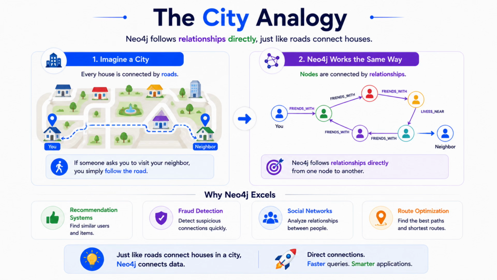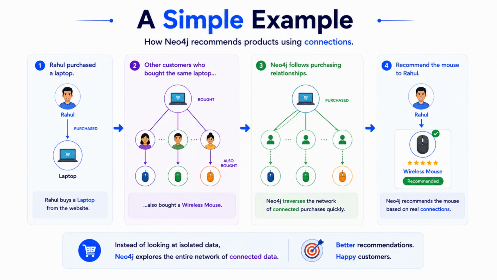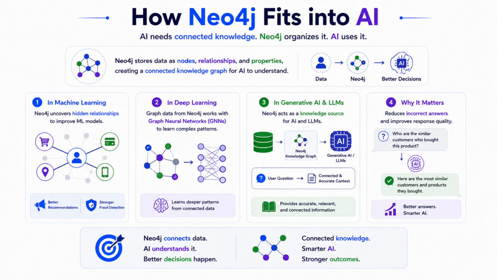Now, let us look at a simple example. Suppose an online shopping website wants to recommend products. Rahul purchased a laptop. Many other customers who purchased the same laptop also bought a wireless mouse. Neo4j can quickly follow these purchasing relationships and recommend the mouse to Rahul. Instead of analyzing isolated records, it explores the entire network of connected data.